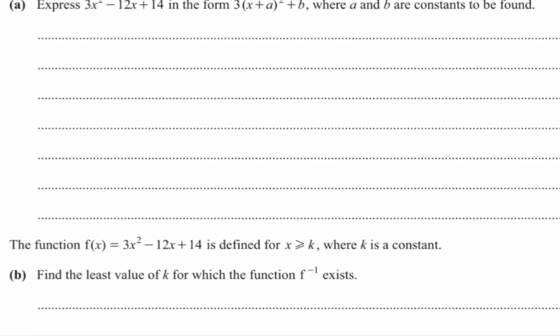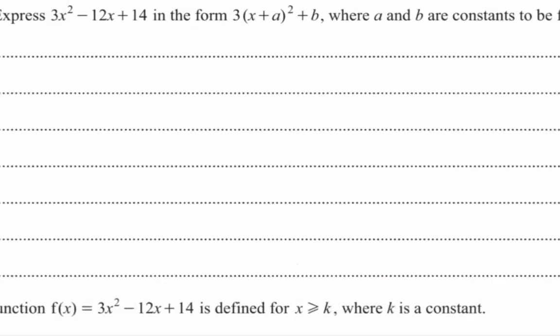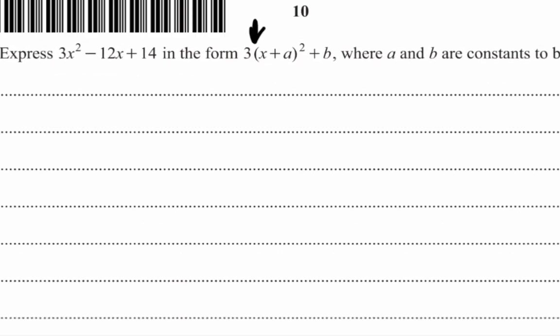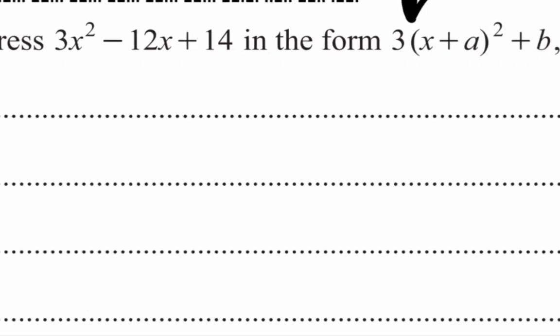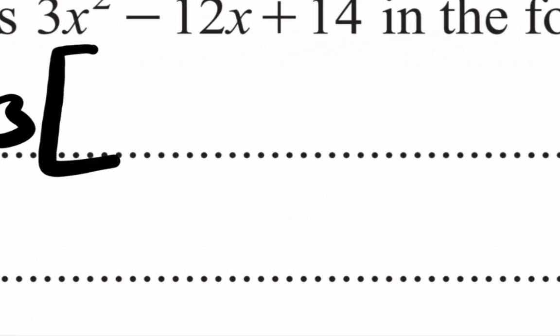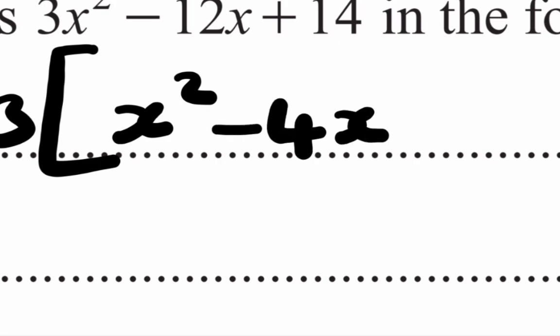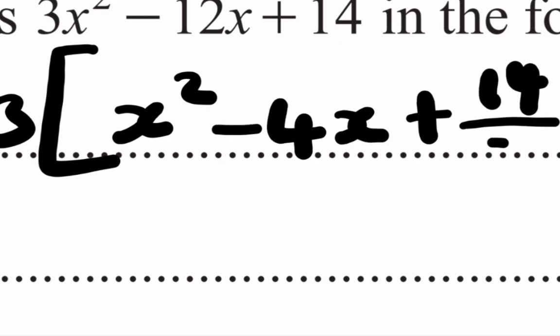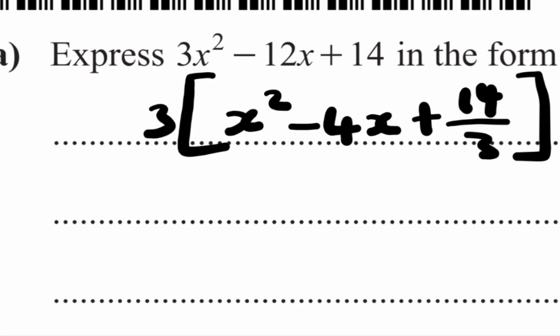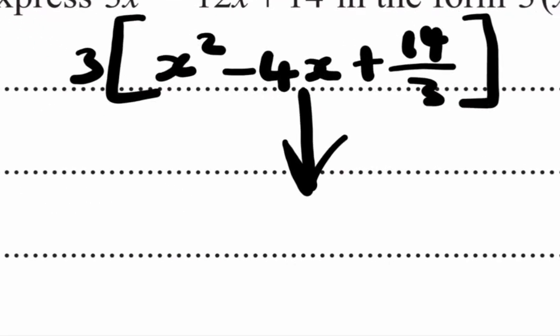Says express 3x squared minus 12x plus 14 in the completed square form, where a and b are constants to be found. So as you can see, 3 was factored out, so we don't divide, but we factor out, and for that we introduce square brackets. So that will be x squared minus 4x plus 14/3, like this, and then we complete the square for this part, and after we're done, we multiply everything by 3.